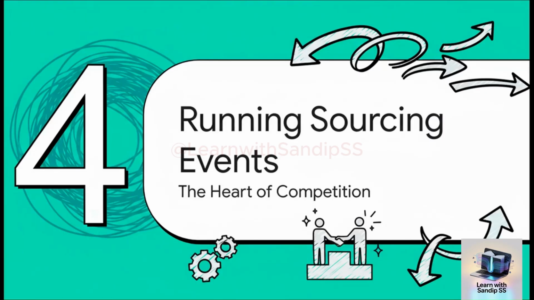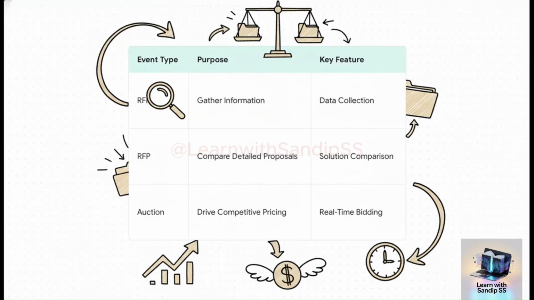With our secure project workspace all set up, it's time for the main event, and I mean that literally. Running sourcing events is where you really engage with suppliers and start to drive that healthy competition. And you've got a few key tools in your toolkit here. An RFI, a request for information, is perfect when you're just gathering data. An RFP, a request for proposal, is what you use to compare detailed solutions. And then you've got the auction, which is designed for one thing, driving the best possible price through real-time bidding. Choosing the right tool for the job is a huge part of your strategy.